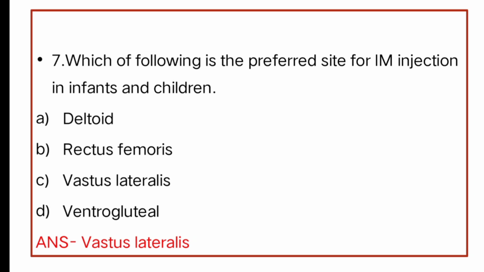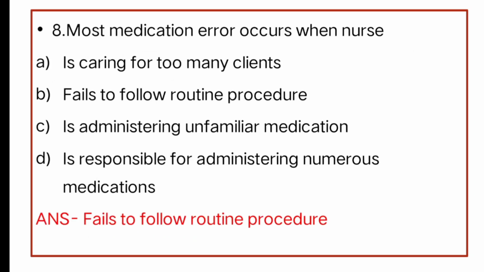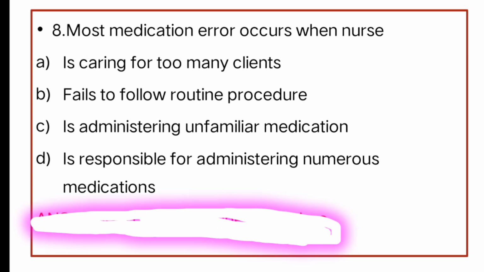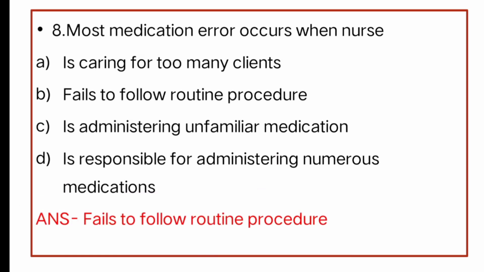So next question is, the medication error occurs when the nurse: option A, is caring for too many clients; option B, fails to follow the routine procedure; option C, is administering unfamiliar medication; option D, is responsible for administering numerous medications. So according to this question, how often can a medication error occur for a nurse? The correct answer is option B, fails to follow routine procedure.